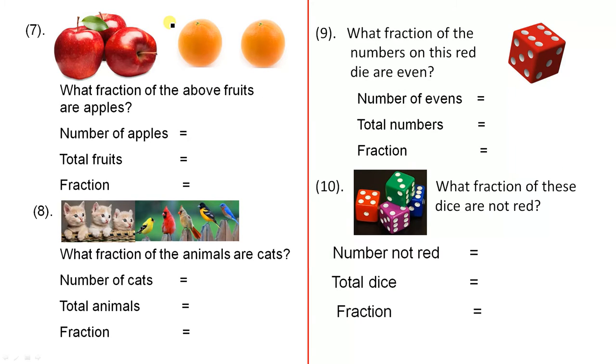What fraction of the above fruits are apples? Let's count the number of apples. 1, 2, 3. So there are 3 apples. The total number of fruits are 5. So the fraction of apples will be 3 over 5.